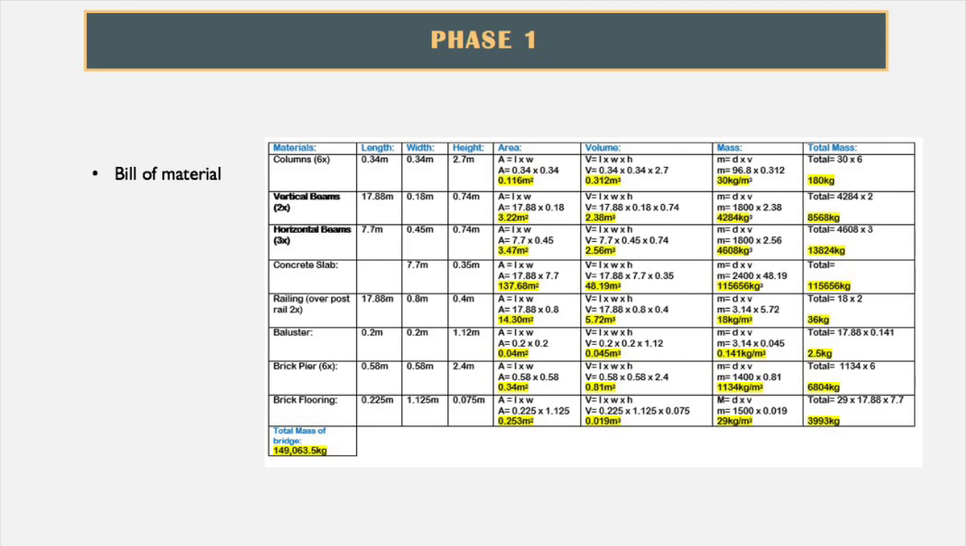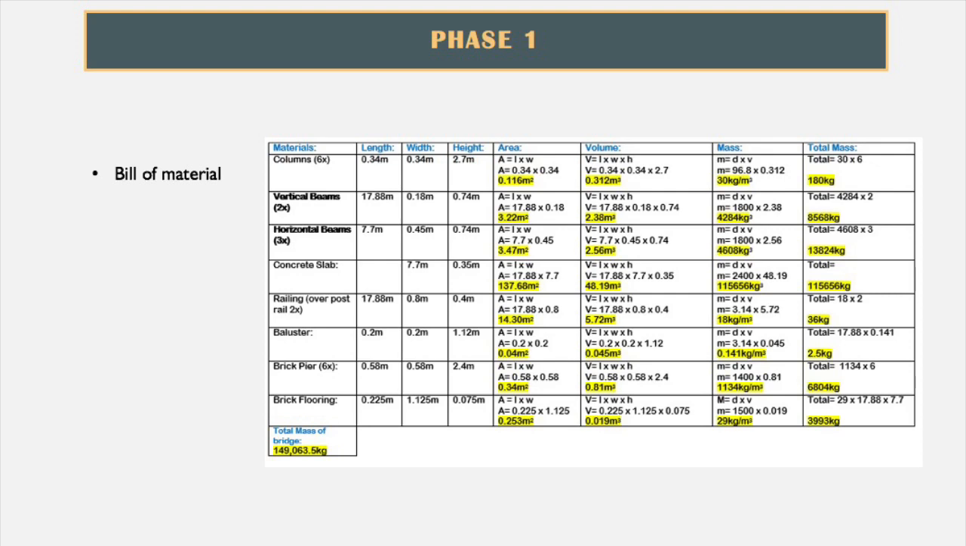To find the area, we had to multiply the length by the width. For example, with the width at 0.3 and the length at 0.3, that gave us a total of 0.116 meters squared, which we had to do for all materials to find the area. With the volume, we had to do length times width times height for all materials.